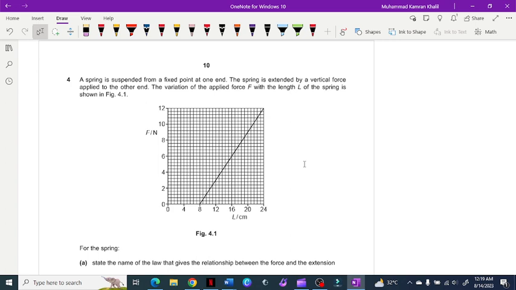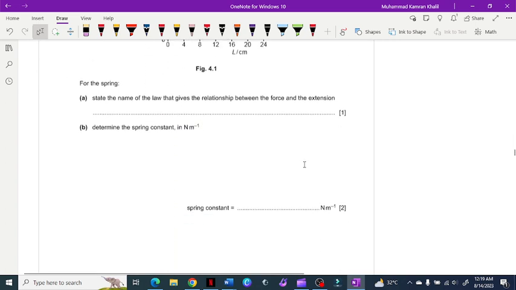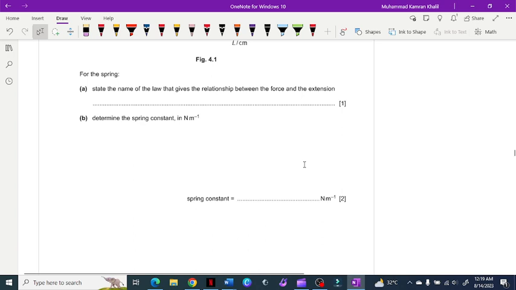Now for the spring, state the name of the law that gives the relationship between the force and the extension. I've already told you that this question is related with deformation, and in deformation we have only one law, Hooke's law. So we will write down Hooke's law to secure 1 mark.